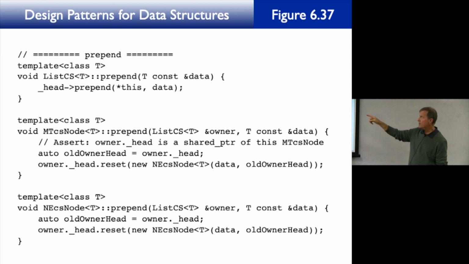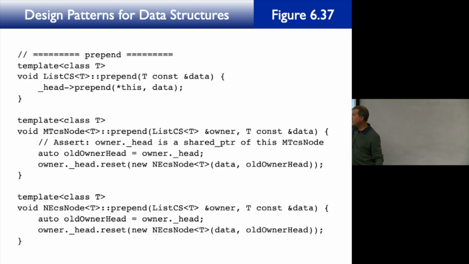But look, not only does it pass data, what else does it pass on that first argument? The pointer to the current object, which is the list. So star this is the list itself. Now, that's the actual parameter. What's the first parameter of the node version? It's called owner. So star this is the actual parameter, and owner is the formal parameter.